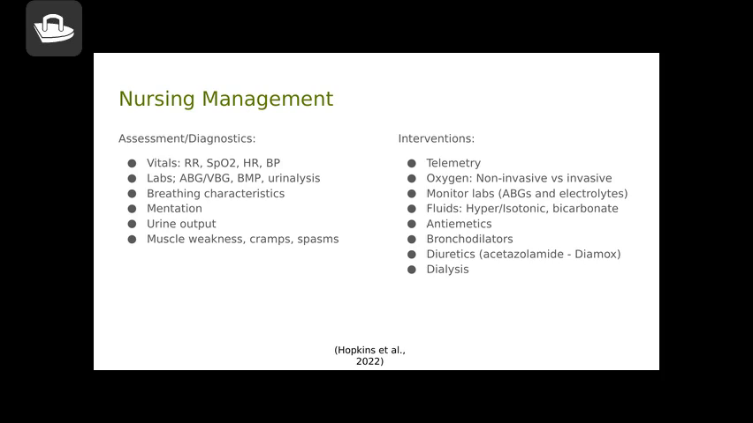Bronchodilators, open up those airways to increase gas exchange. Diuretics, especially Diamox. Diamox, that is a special diuretic that actually helps. I believe it retains more bicarb, if I'm not mistaken off the top of my head. Of course, I just forgot everything. But Diamox we usually use for acidosis, and that's a very particular drug. And again, dialysis.